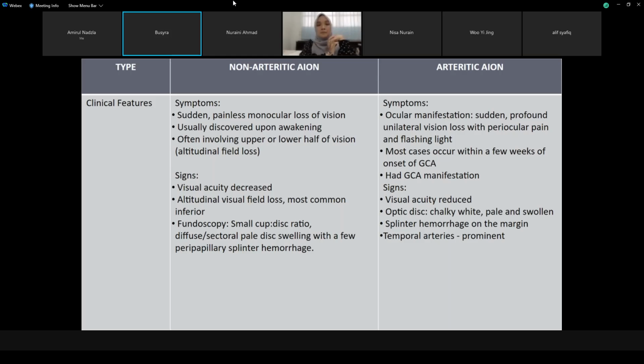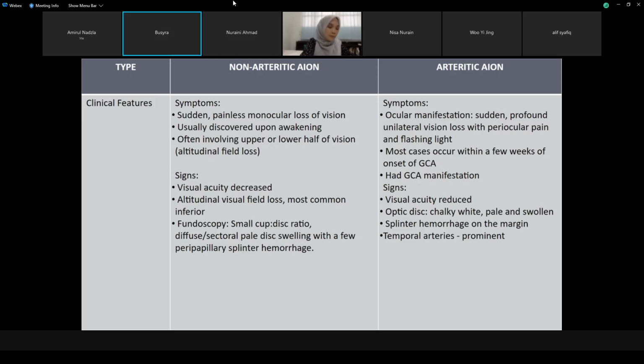And then for the arthritic ION, the patient may complain of ocular symptoms such as sudden, profound unilateral vision loss that involves one eye with flashing of light. There is also periocular pain, which is very common as well. Most cases occur within a few weeks after the onset of GCA. So GCA onset first, and then the arthritic ION occurs. And then the patient also has GCA manifestations, for example, scalp tenderness and also headache.